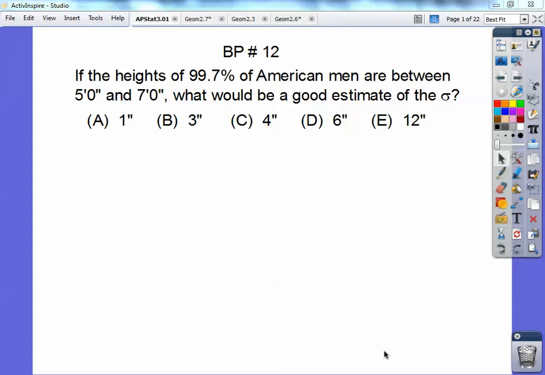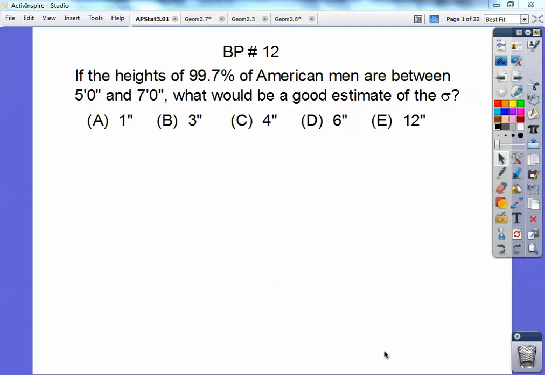This AP Stat lesson is on examining some relationships with some explanatory variables and response variables. And so let's go ahead and take care of this. So if the heights of 99.7% of the American men are between 5 feet and 7 feet, what would be a good estimation of your standard deviation?